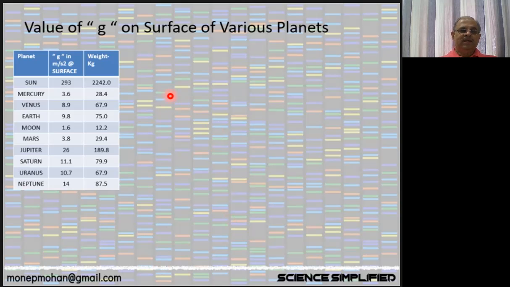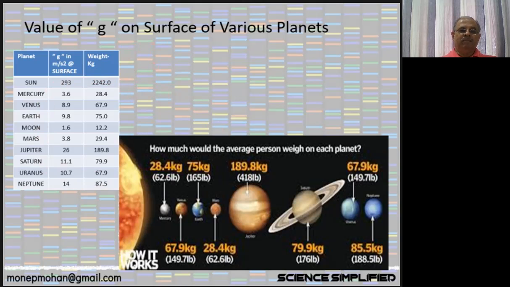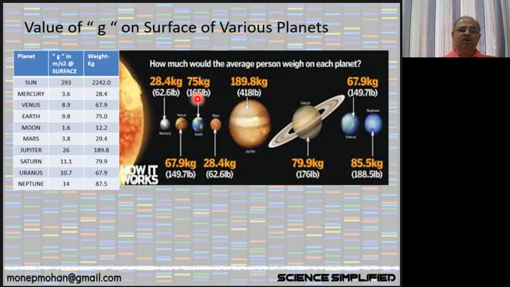Going further, we can calculate the value of g on the surface of various planets, and a mass weighing 75 kg on Earth will weigh only 28.4 kg on Mercury. On Jupiter, it will be highest, 189.8 kg. On Saturn, it will be less, etc. This is because of the change in the value of g on the surface of the planets.